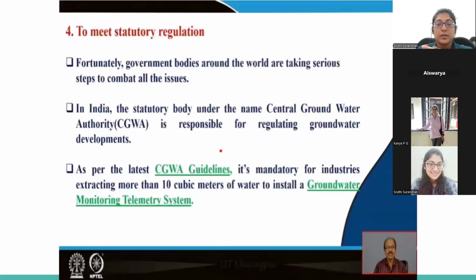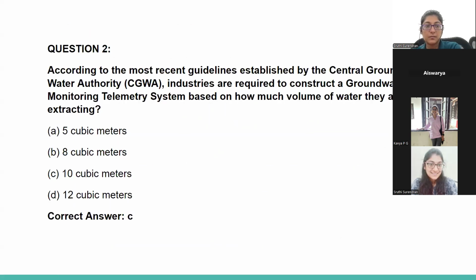Okay, moving on. The Central Groundwater Authority is the ministerial body that sets guidelines, regulatory measures, and all sorts of management, planning, and approvals related to groundwater resources. According to their guidelines, it is mandatory that industry set up a groundwater monitoring telemetry system if they are extracting more than 10 cubic meters of water. So the correct answer would be option C, 10 cubic meters.